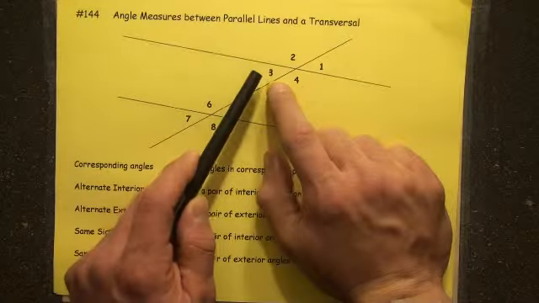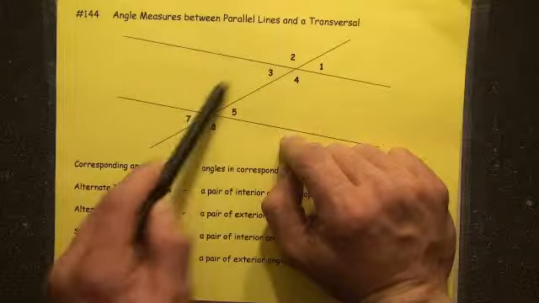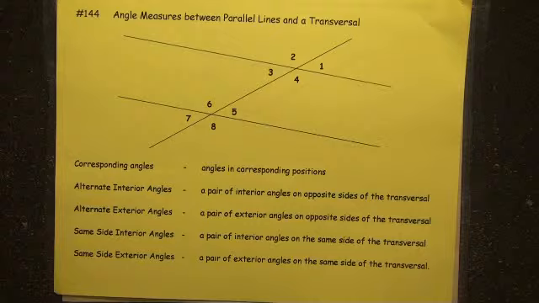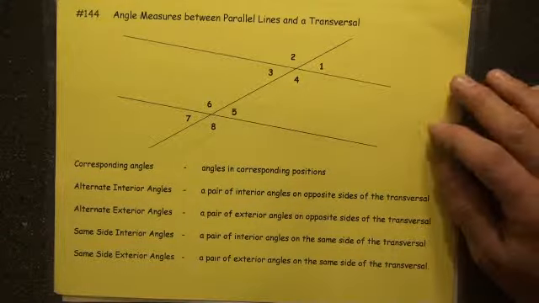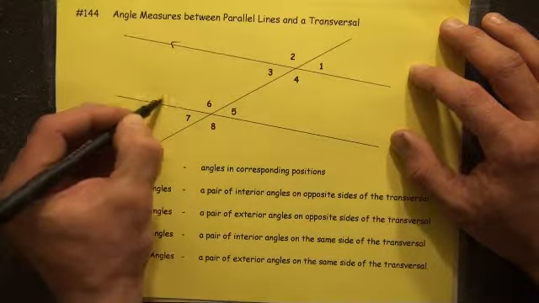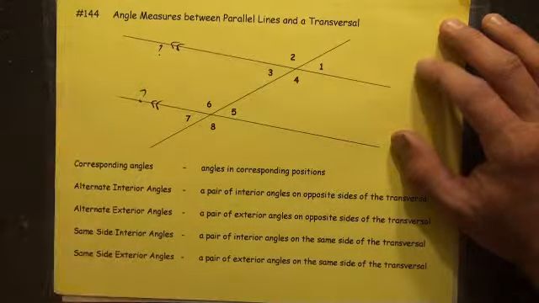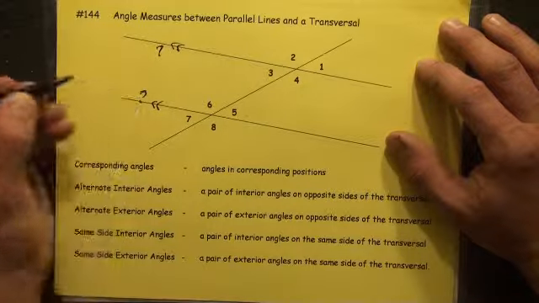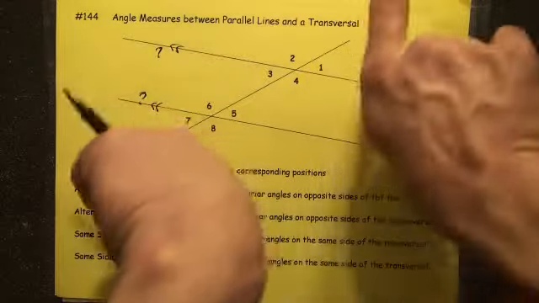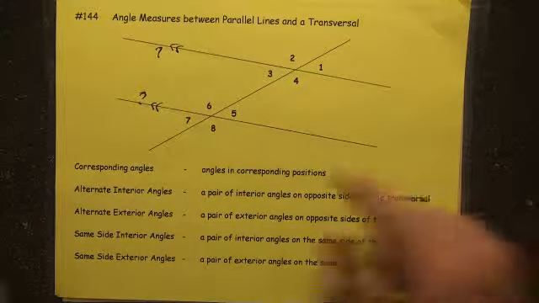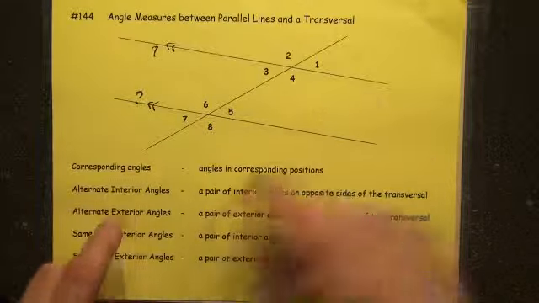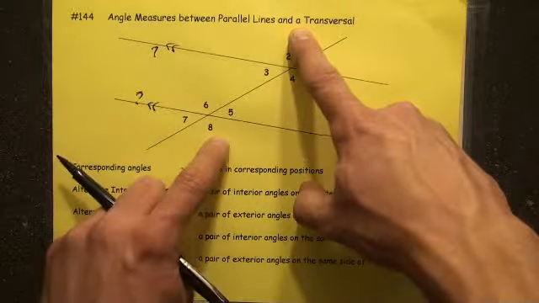All right, alternate interior: a pair of interior angles on opposite sides of the transversal. So, here angles 3, 4, 5, and 6 are on the inside of the parallel, quote unquote, possibly parallel lines. We don't know if they're parallel or not. And even if they were not parallel, we would still consider 3, 4, 5, and 6 the interior angles. 1, 2, 7, 8 would be the exterior angles. So 3 and 5 are alternate interior, 4 and 6 alternate interior. Alternate exterior, 1 and 7, 2 and 8.